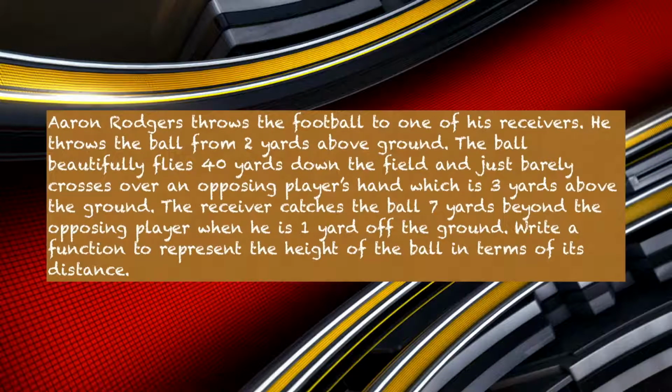All right. Aaron Rodgers, a professional football player, I'm told, throws the football to one of his receivers. He throws the ball from 2 yards above the ground, and the ball beautifully flies 40 yards down the field, just barely crossing over one of the opposing player's hands, which is 3 yards above the ground. The receiver catches the ball 7 yards beyond the opposing player when he is 1 yard off the ground. We need to write a function to represent the height of the ball in terms of the distance.